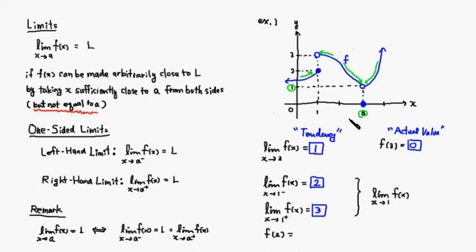Right? When these two numbers are not equal to each other, so the left-hand limit and the right-hand limit are different, then the two-sided limit, the regular limit, does not exist. So we write DNE for does not exist. All right, so we do not have a limit there.